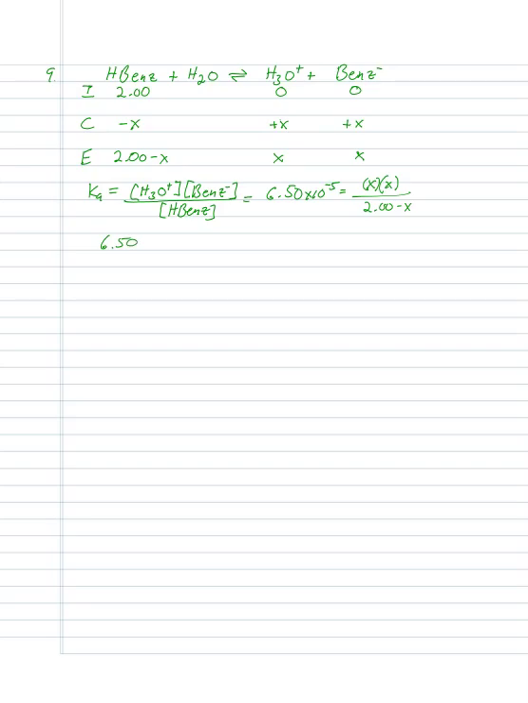So we have 6.50 times 10 to the minus 5 is equal to X squared over 2. And when we solve that for X, we get a value of 0.0114. And that, of course, is equal to the concentration of H3O plus. It's not looking for the pH, it's just looking for that value there. So that's 1.14 times 10 to the minus 2.